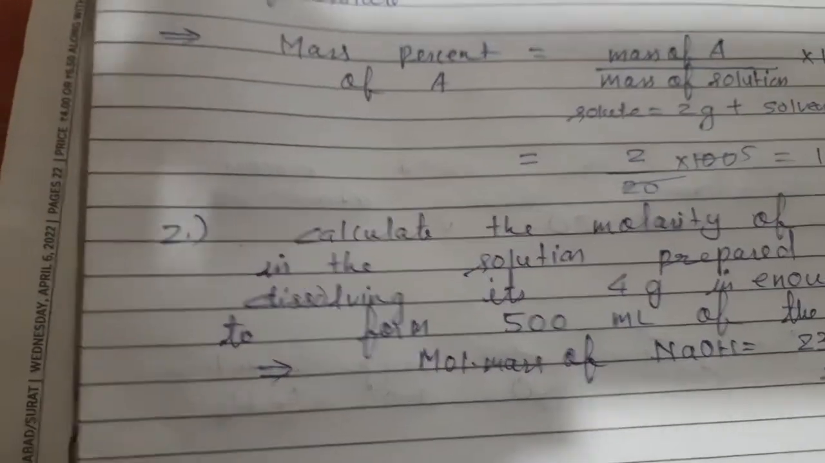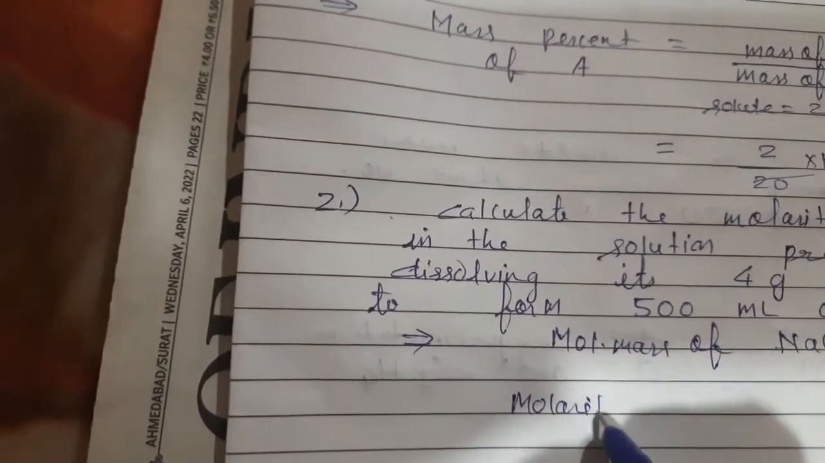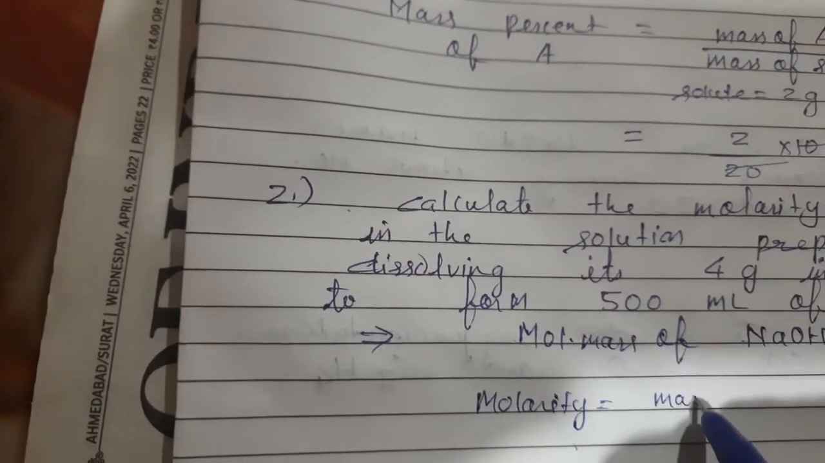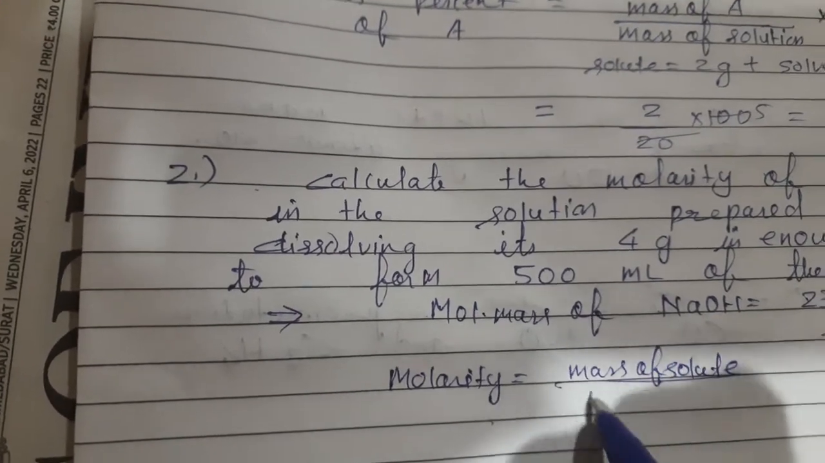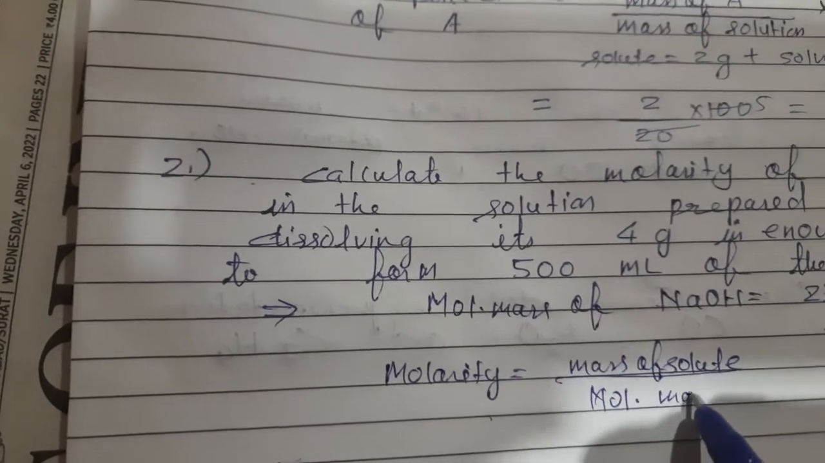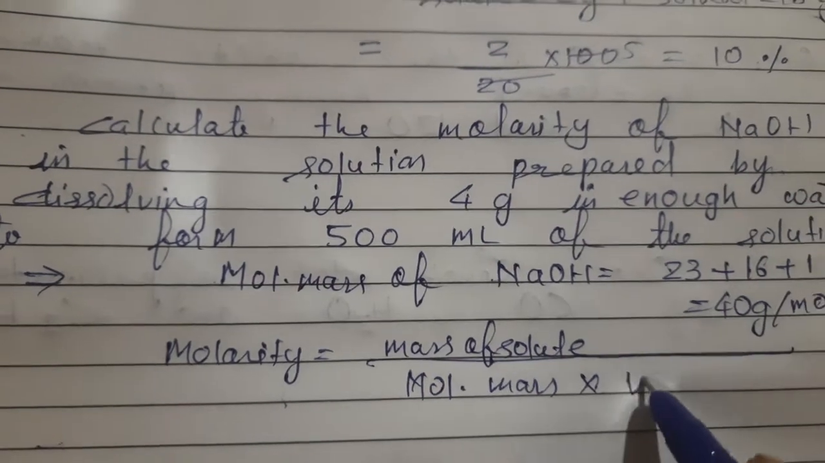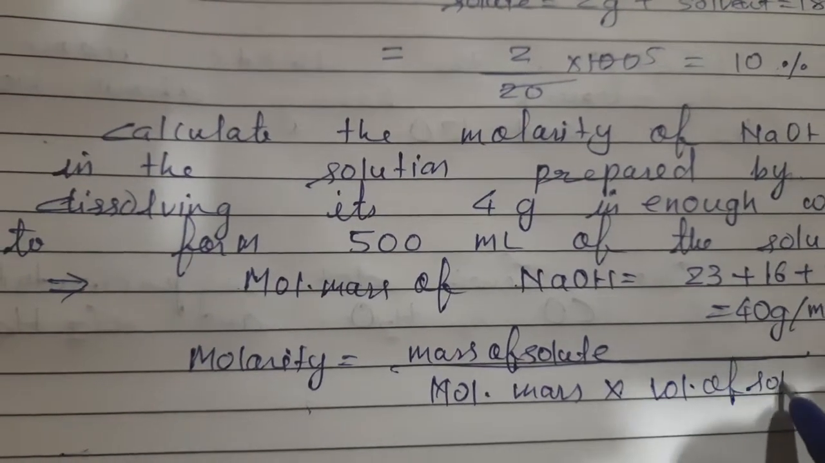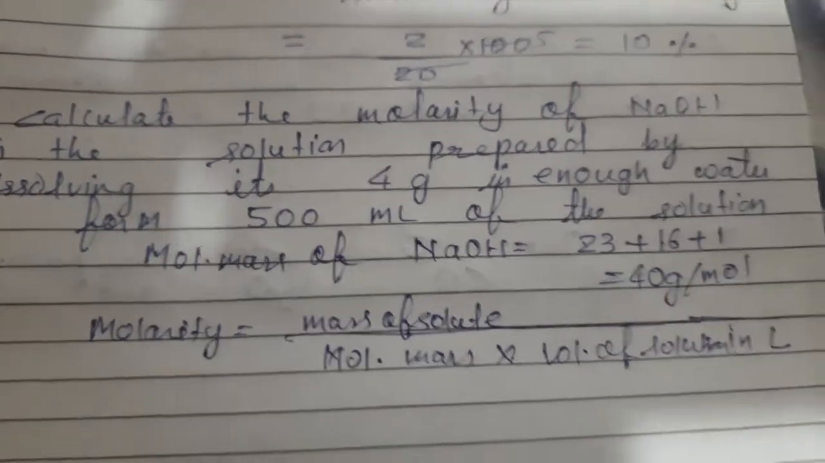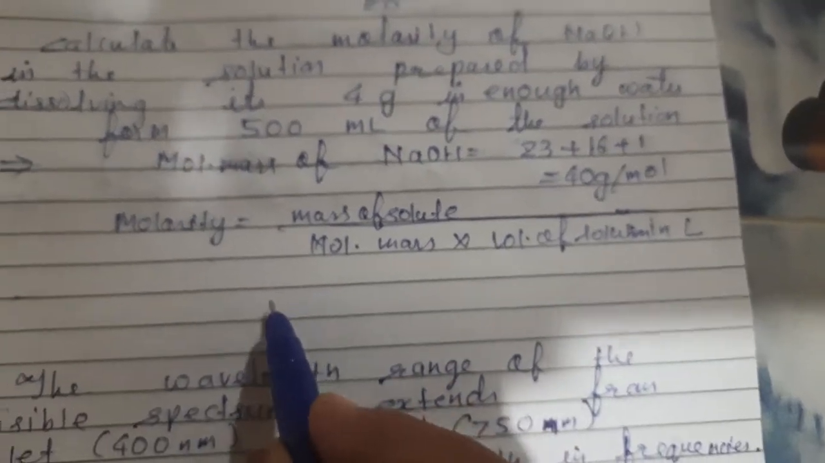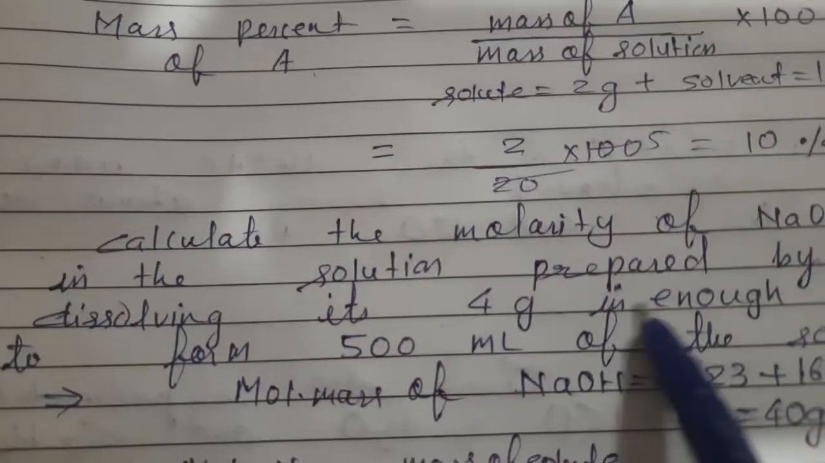After calculating this, we will find the formula of molarity. So molarity is equal to mass of solute divided by its molecular mass into volume of solution in liter. See carefully, volume of solution in liter. Correct? So we will write here mass of solute. What is the mass of solute given? How much NaOH is there? 4 gram. As you see, it is 4 gram NaOH.